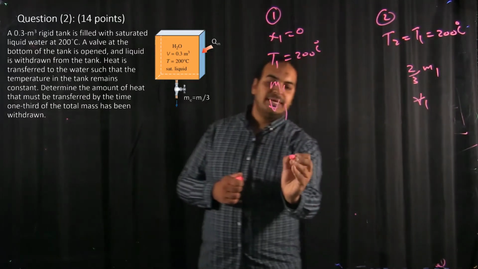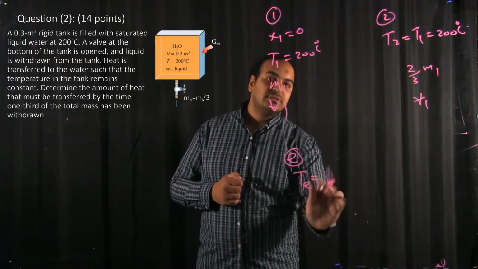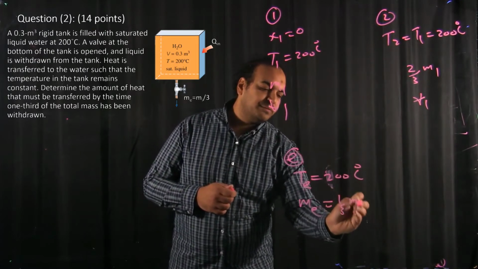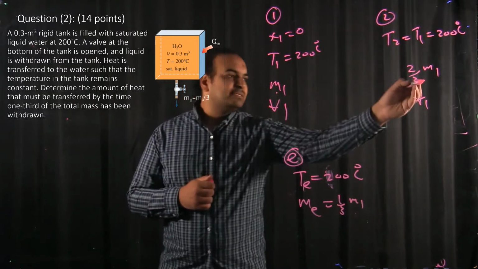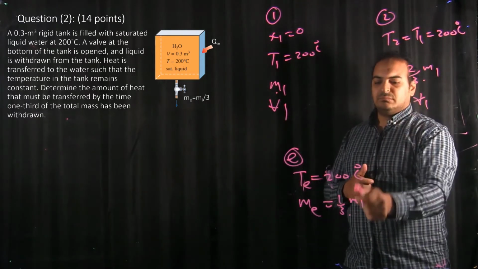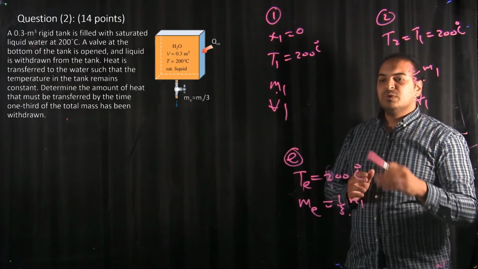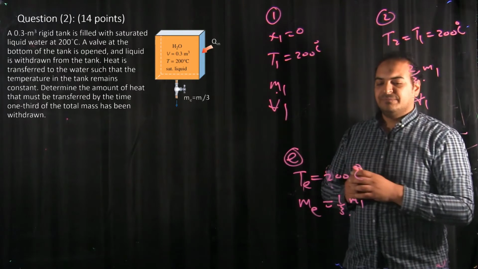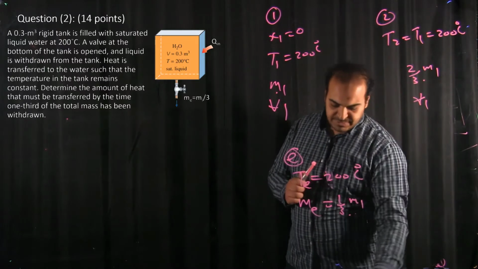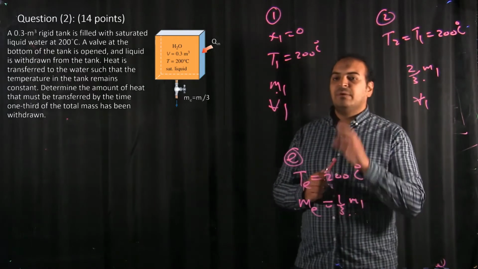So we have an exit, let's say exit here. T exit was the same, 200 Celsius. And the mass exit was 1/3 M1. So this and this and this are the continuity. M1, 2/3 remain, 1/3 escapes, withdrawn from the tank by opening this valve. He wants the amount of heat, Q, of this problem.